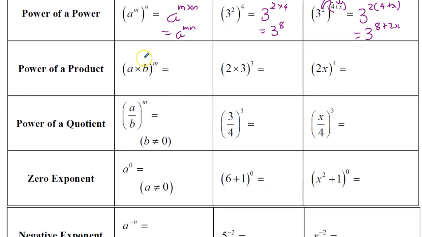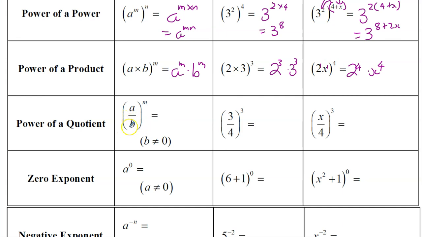Power of a product is just each individual brought to that power. So this is 2 cubed times 3 cubed. And often what gets forgotten here is that's 2 to the 4th times x to the 4th. So remember, that's a 2 to the power of 1, so it's 2 to the 1 times 4, which is 2 to the 4th, and then x. Well, there's also an exponent of 1 there.